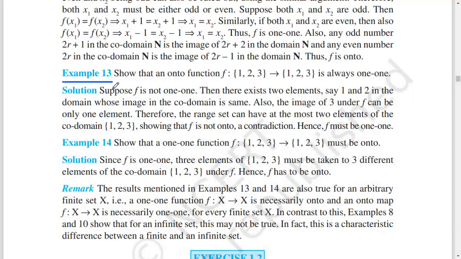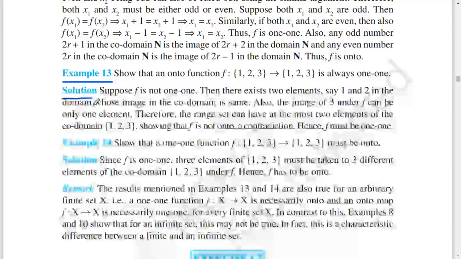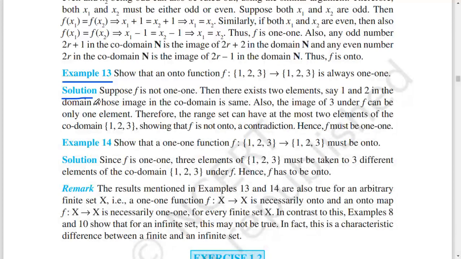Example 13. Show that an onto function f: {1, 2, 3} to {1, 2, 3} is always one-one. Solution. Suppose f is not one-one, then there exist two elements, say 1 and 2, in the domain whose image in the codomain is the same. Also the image of 3 under f can be only one element. Therefore the range set can have at most two elements of the codomain {1, 2, 3}, showing that f is not onto, a contradiction. Hence f must be one-one.